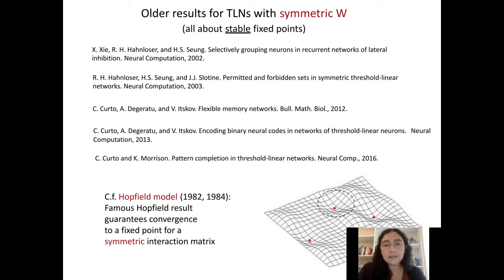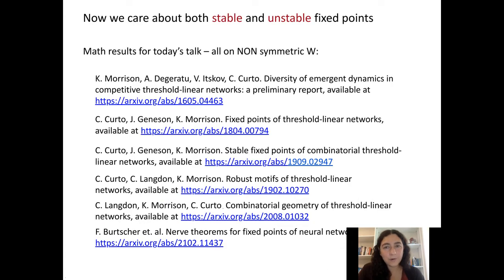You can think of these as analogous to the Hopfield model in the sense that they can encode multiple attractors. In the symmetric case, Hong-Lo Sung and others were able to prove a result very much like the Hopfield model, guaranteeing convergence to a stable fixed point. All right, but we care more about the non-symmetric case, and in particular, we care about stable and unstable fixed points, and here are some references for the papers that I will talk about.